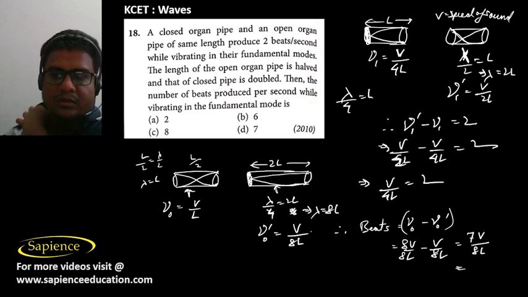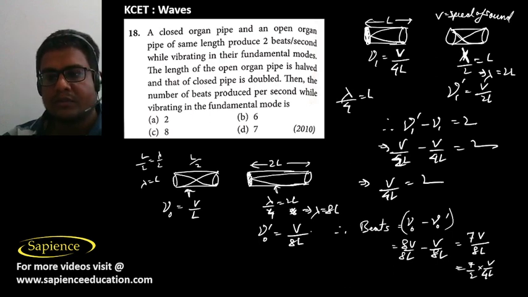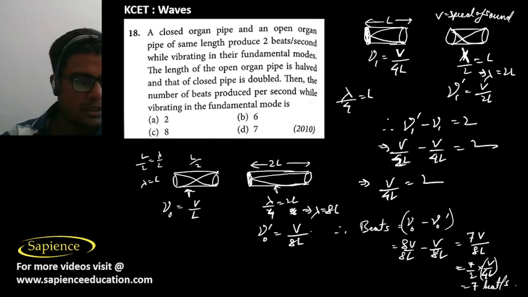So that will be equal to 7 by 2 times V by 4L. This V by 4L is 2, so it will be 7 beats per second. So option D is the correct answer.